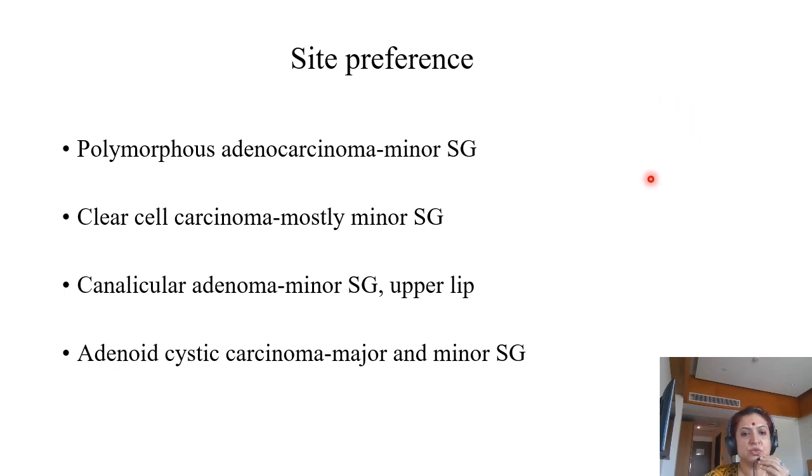Also, clear cell carcinoma is another tumor which is mostly seen in the minor salivary glands. Canalicular adenoma. As I have been mentioning, minor salivary gland tumors have a higher chance of being malignant, but an exception is the canalicular adenoma. This is a benign tumor seen in the minor salivary gland of the upper lip. Adenoid cystic carcinoma. Some salivary gland carcinomas can occur in both the major and minor salivary glands, and one such entity is the adenoid cystic carcinoma.